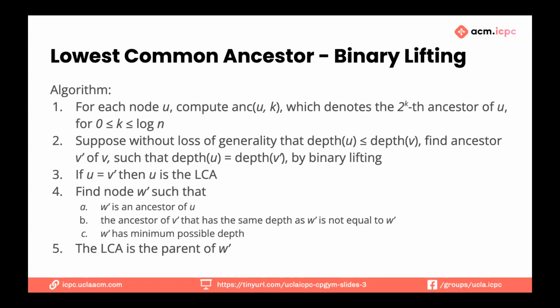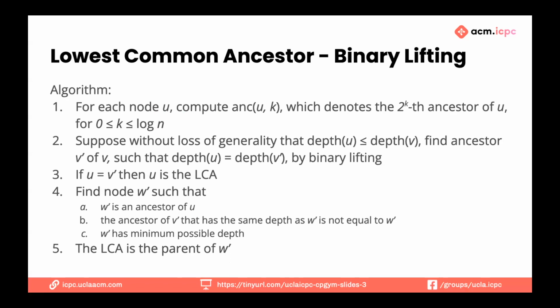And then we suppose without loss of generality that U is higher up in the tree than V. So we just find an ancestor V prime of V such that they have the same depth, so they're on the same level, by binary lifting, which I'll explain later. And then if U is equal to V prime, so if this node on the same level is the same node, then that is the LCA. So if you think about a tree that's just a path, and U is the root, and V is the leaf, then if you lift V up to the same depth as U, that's the same node, which is U. That is the common ancestor, and that's the lowest common ancestor.